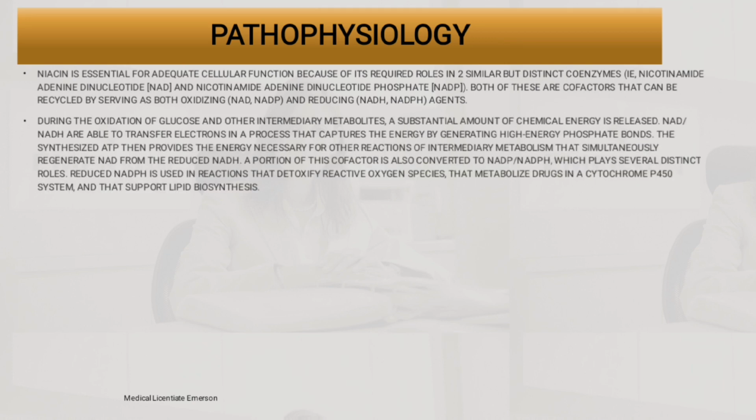Okay. Then during the oxidation of glucose and other intermediate metabolites, a substantial amount of chemical energy is released. NAD and NADH are able to transfer electrons in a process that captures the energy by generating high energy phosphate bonds. Then the synthesized ATP provides the energy necessary for other reactions of intermediary metabolism that simultaneously regenerate NAD from the reduced NADH.